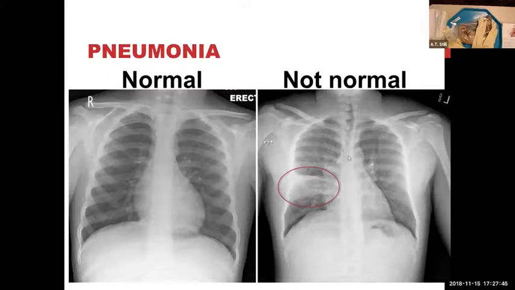And then if we look on the right side, you can see this consolidation or this brightness in the right middle lobe, and that's because there's a pneumonia there. There's an infection in that lobe of that lung, and it's producing extra secretions, and this is how it looks on a chest x-ray.